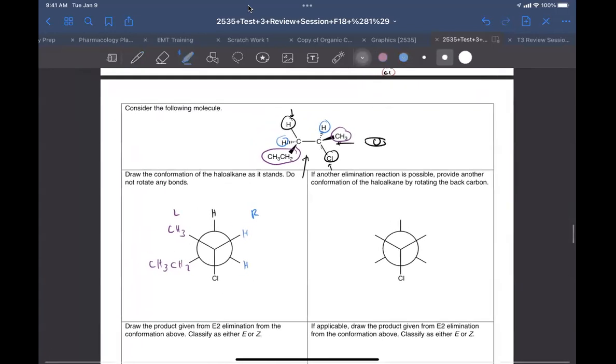In any case, Cl is our leaving group, so whatever hydrogen is taken must be anti-periplanar to it. So it must be in this position. And we have two possible candidates of hydrogens: this first one that's already in position to be swooped down and taken, and another one that could be rotated and be taken instead.